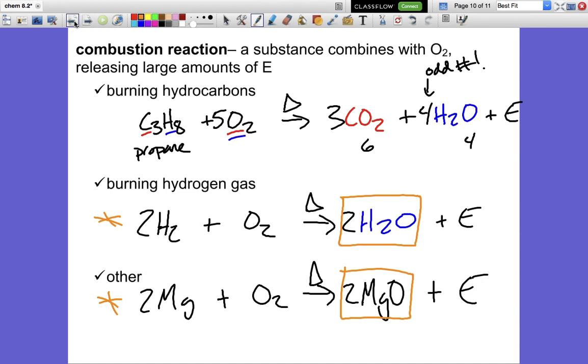I'm only making one product, so technically it's also a synthesis, but these are definitely combustion reactions too, because of all that energy that's being produced. That's what makes a combustion reaction different, for sure. So more accurately, you would call these things combustion reactions, but they are technically also synthesis reactions. Otherwise, that's everything from the notes.